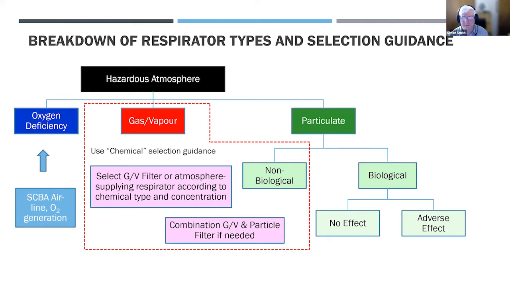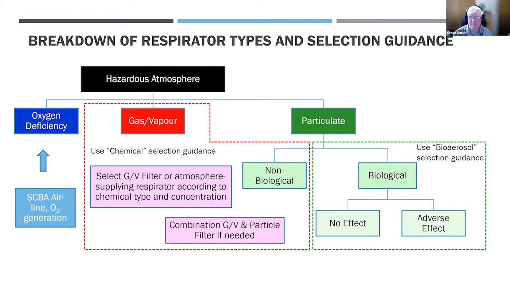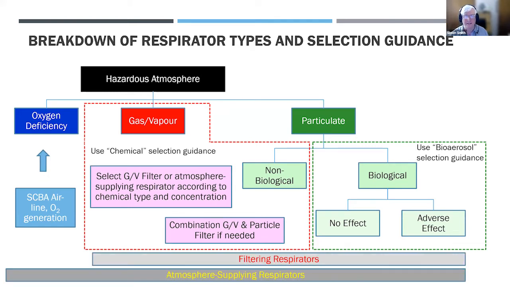And then for the biological side, there's actually biological aerosol selection guidance in the Canadian standard, and it's unique in the world in that there are two sides of guidance to follow according to the hazard that exists. And the application is that atmosphere supplying respirators can really satisfy all needs, but they have more of the cost and logistic issues. Filtering respirators cannot address oxygen deficiency, but can address other needs on the other side.